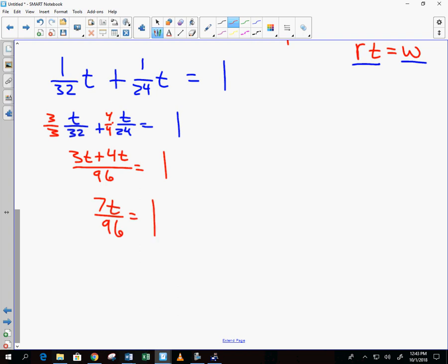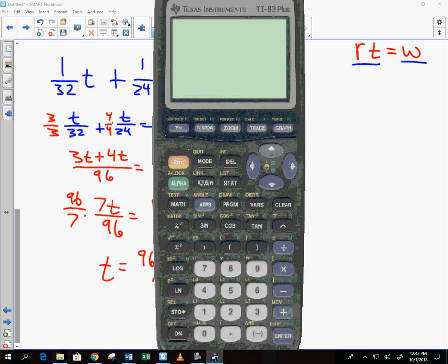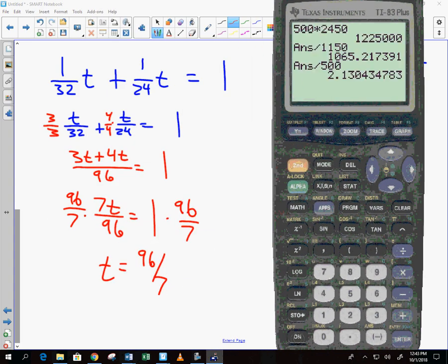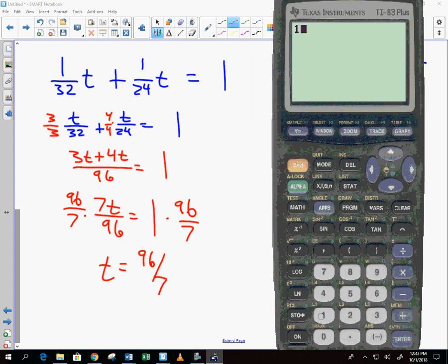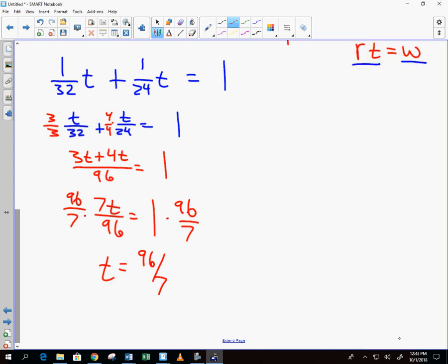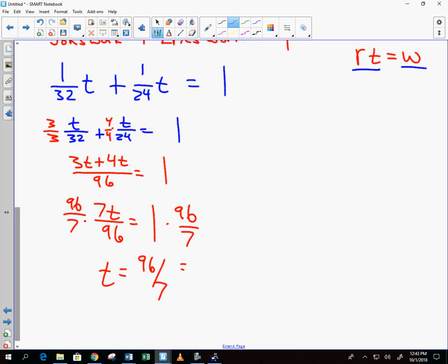How do I solve for t? Multiply by the reciprocal. The reciprocal is amazing. So powerful. 96 over 7. If I only knew what that was. Moment of truth. I hope I come out between 16 and 12. If I don't, then I'm going to look like an idiot. 96 divided by 7, and I get 13.71. Awesome. That sounds good.